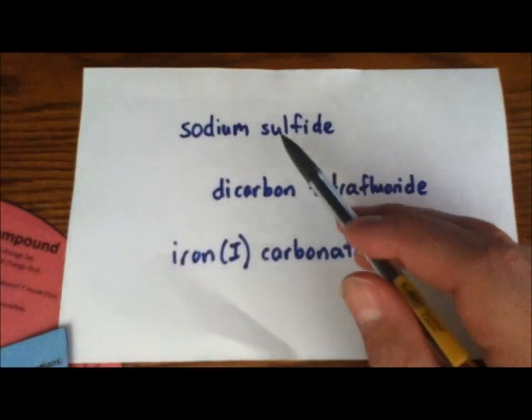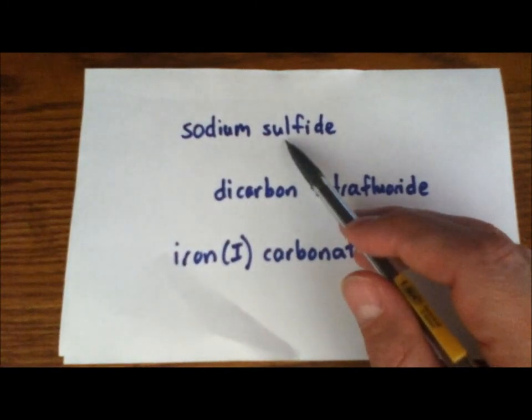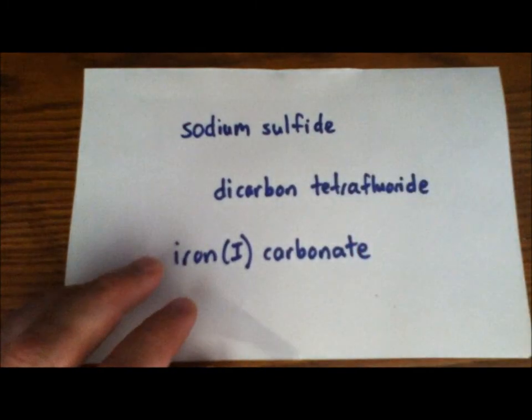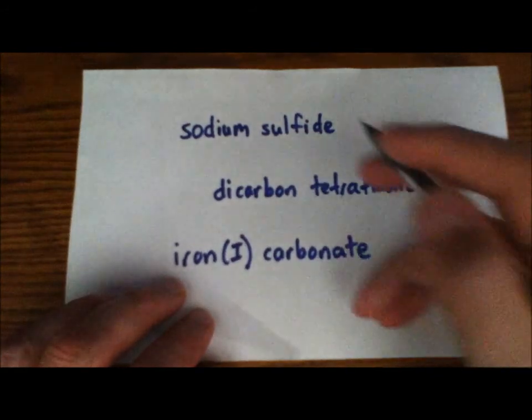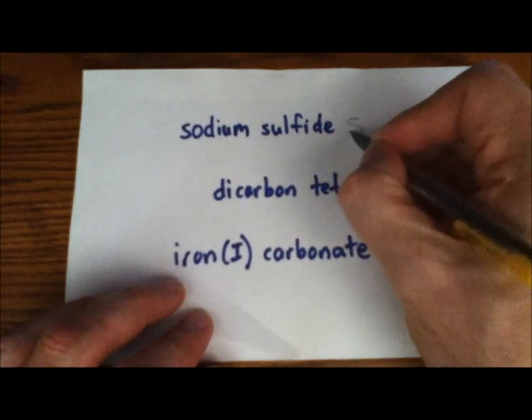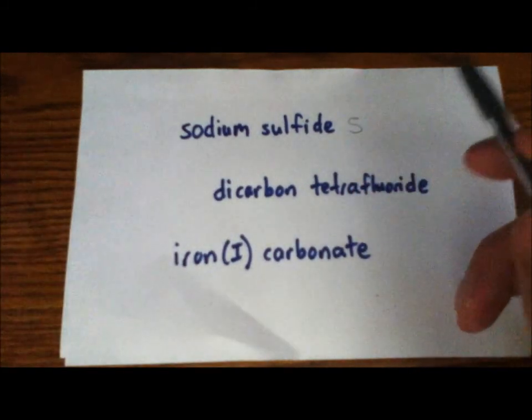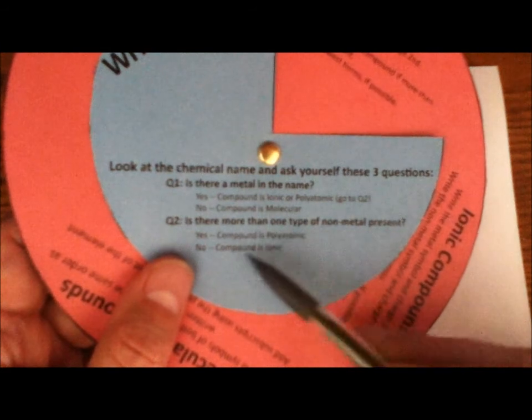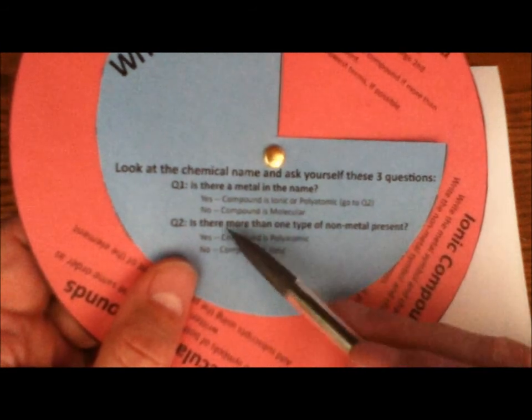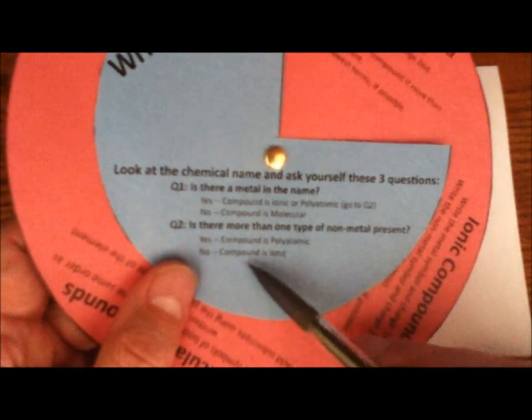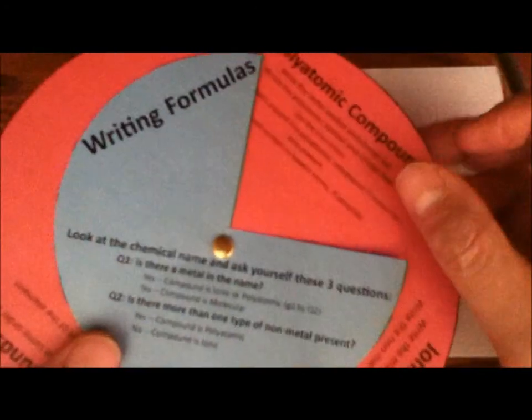Now when you check the back of your blue periodic table, you're going to find that sulfide is just sulfur with an "ide" ending. So we only have one type of non-metal here. That means yes, the compound is polyatomic; no, the compound is ionic. Is there more than one type of non-metal present? Well, the answer is no. So the compound is ionic. You take your wheel and turn it to ionic as follows.